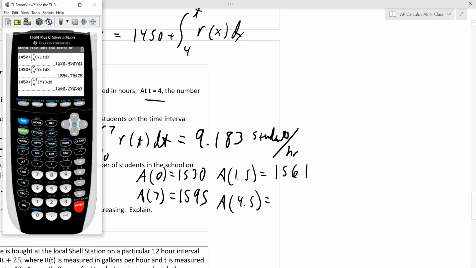And then at 4.5, we're expecting that to be a minimum because the derivative went from negative to positive there. And that's going to be 1441.